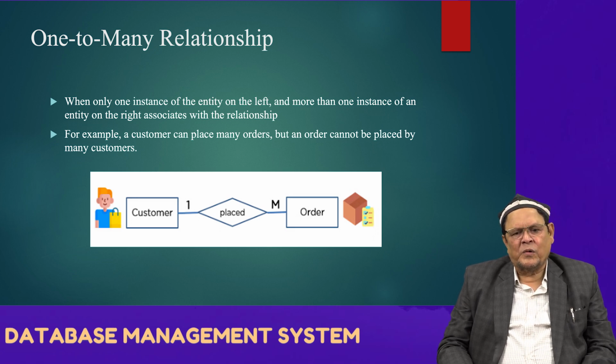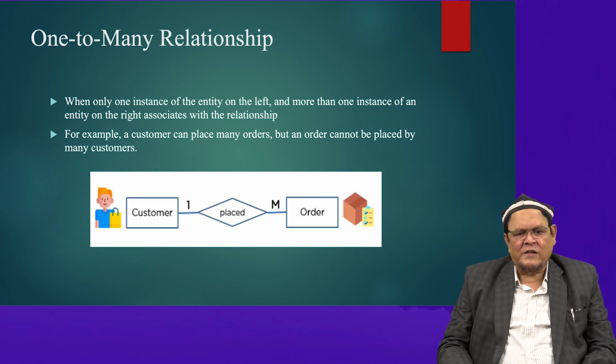One-to-many relationships are common in database modeling and help organize data hierarchically, reflecting real-world scenarios. A parent-child relationship is an example of a one-to-many relationship.